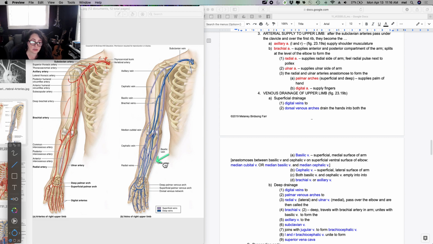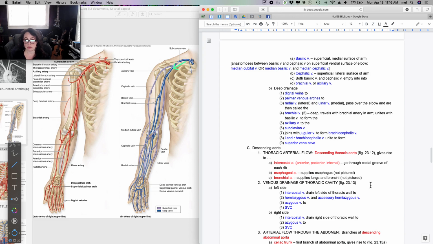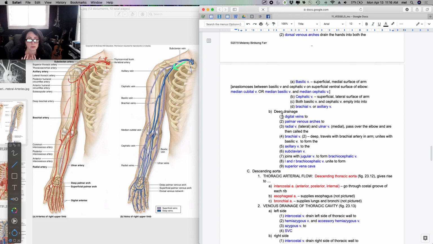But it's still called basilic as it's going up the medial surface and superficial. It's still called cephalic as it's going up the lateral surface and superficial. And then this one right here that's running up and dumping into the axillary, that's deeper, that one's going to be the brachial. So both the basilic and the cephalic usually dump into the brachial vein or the axillary vein. But it's okay. Just look at where it's going instead of just where it's dumping, and you'll be able to figure out which one it is. Okay, so that is the superficial drainage. So they're generally going to come together at least before the subclavian vein.